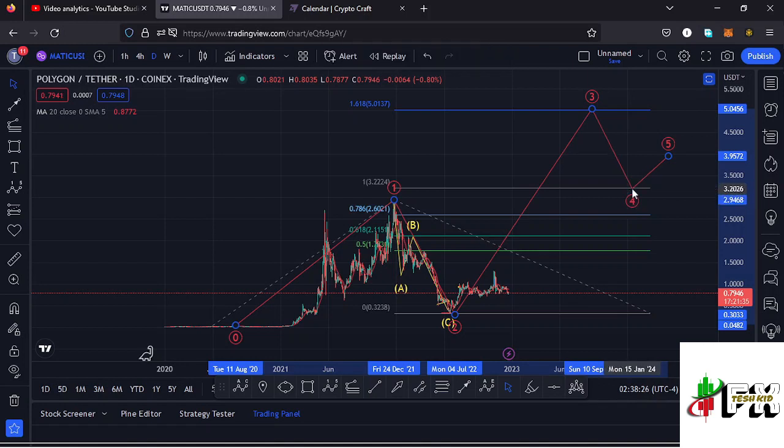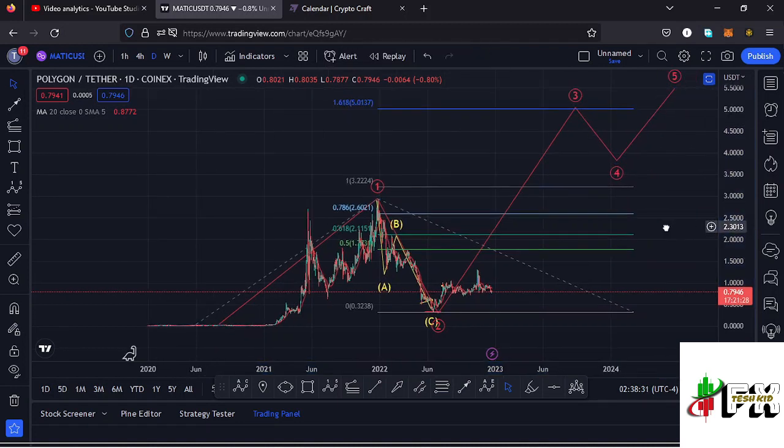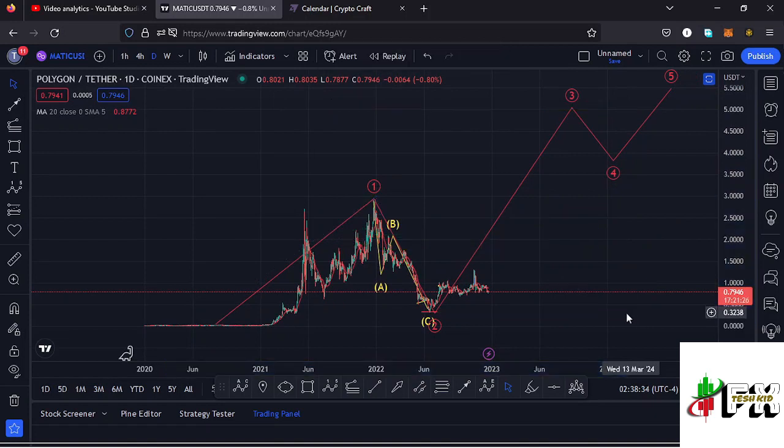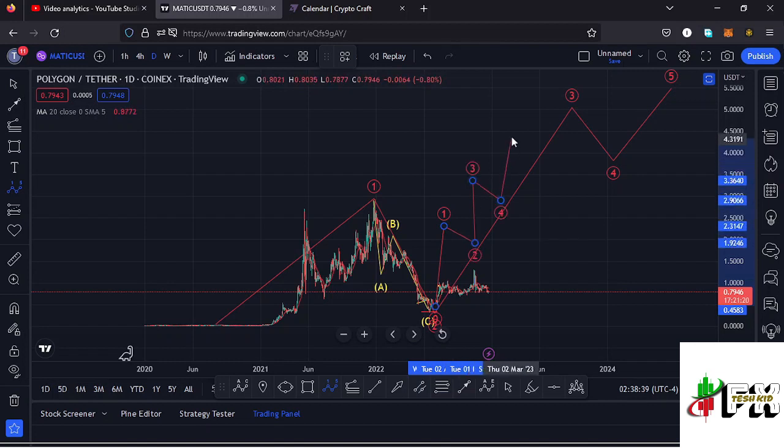$5.0137 mark. Then once we see the formation of that wave 3, we can expect a wave 4 and then continue pushing even higher in the formation of that wave 5 to the upside. And because the wave 3 to the upside is an impulsive wave, we also expect to see fractal waves in formation within that wave 3 to the upside, having the wave 5 of that fractal wave completing the formation of that wave 3 to the upside.